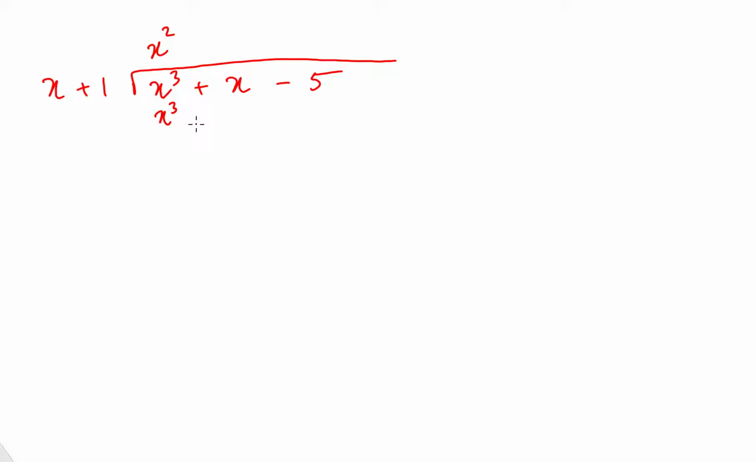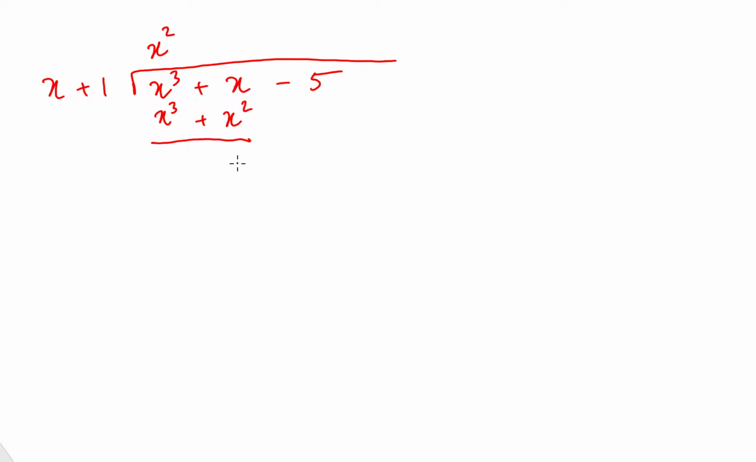And just to finish off, let's have a look at a type of question where we are doing something like this: x plus 1 divided by a cubic. Let's say x cubed plus x minus 5, for example. Okay, so let's try some polynomial division. So x times something is x cubed. Well, that something must be x squared. x squared times x is x cubed. x squared times 1 is x squared. And now we run into a problem, because x take away x squared we can't do.